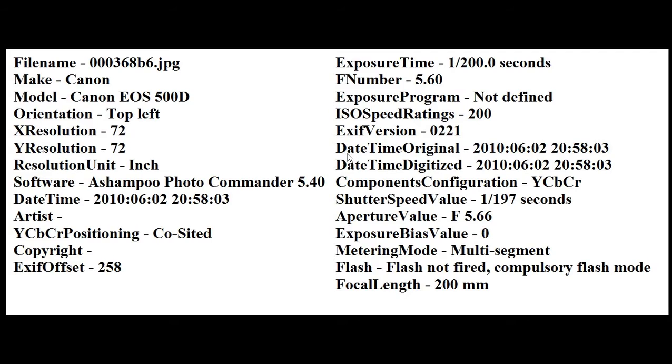Okay, first thing I do when I get a picture from someone else is check if this information is genuine. So I looked at the date and time of the original and digitized, and it's exactly the same. Also, the quality of the camera was very important to me, and it's a Canon EOS 500D, so there's no doubt about the quality of the camera.